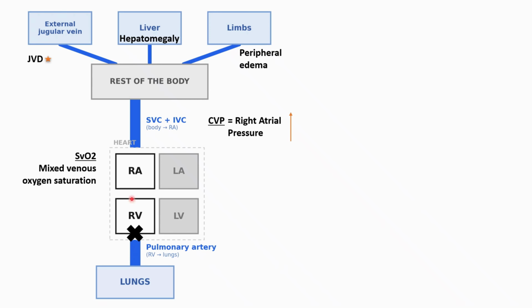So for right-sided heart failure, we have central venous pressure, which is right atrial pressure. We have mixed venous oxygen saturation. Mixed venous oxygen saturation in this case will go down. Why will it go down?